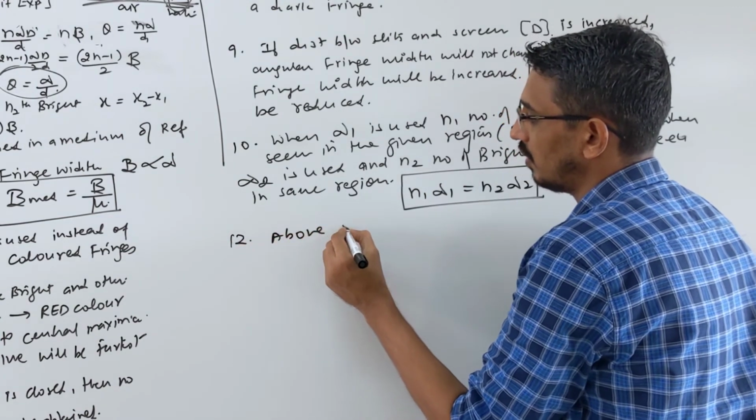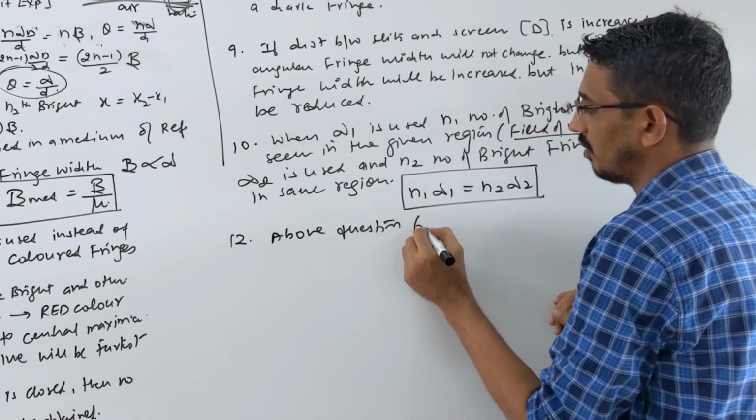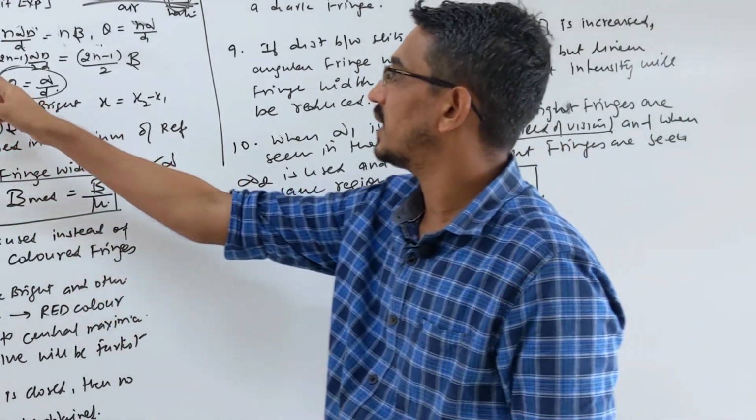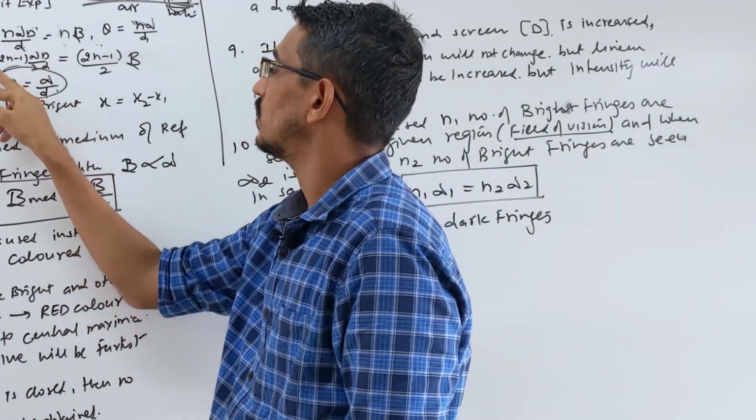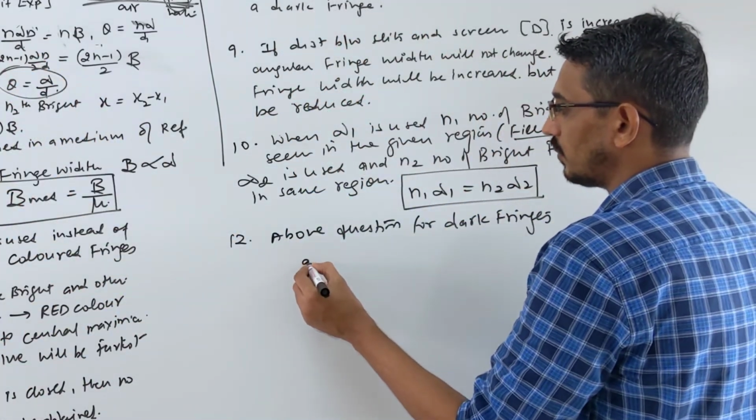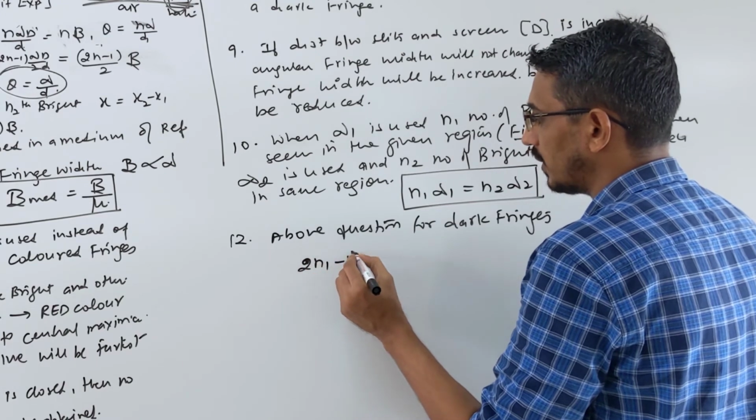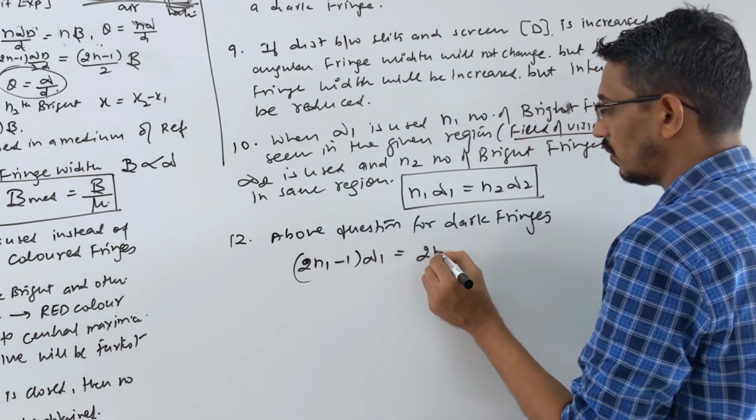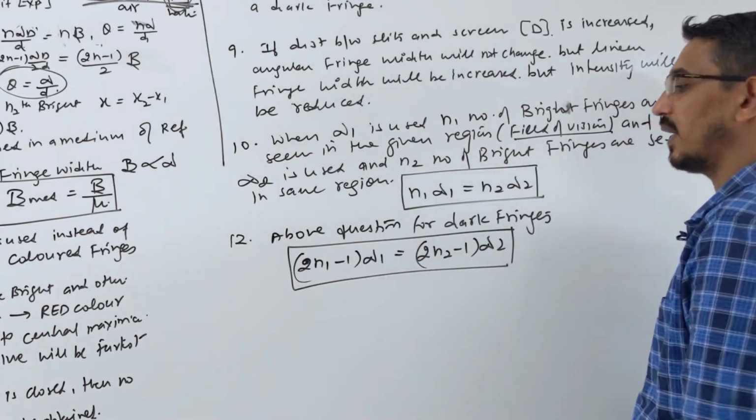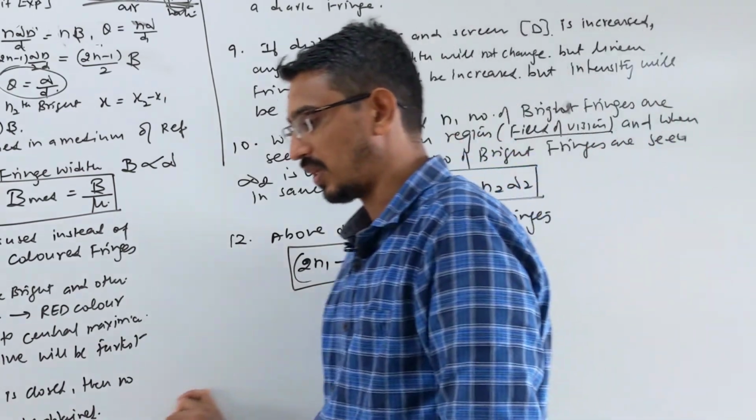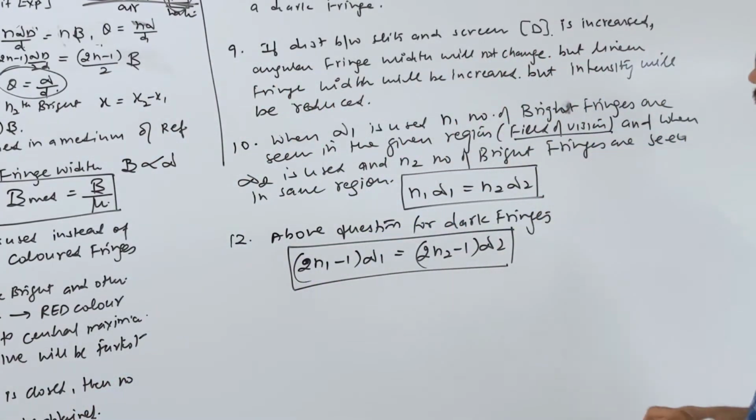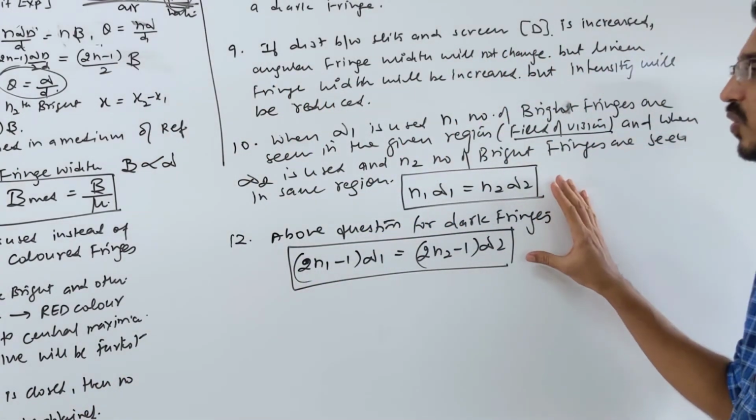In the above question, say 4 dark fringes. What will change? For dark fringes, xn is the same, d is the same, but the formula is different: (2n minus 1) lambda by 2. So for the second case, 2n1 minus 1 times lambda 1 is equal to 2n2 minus 1 times lambda 2. Either the wavelength or the second number of fringes will be unknown to you, and you can find it. So it's not a big thing. One small GK point: this is a very important numerical. I will do all this.